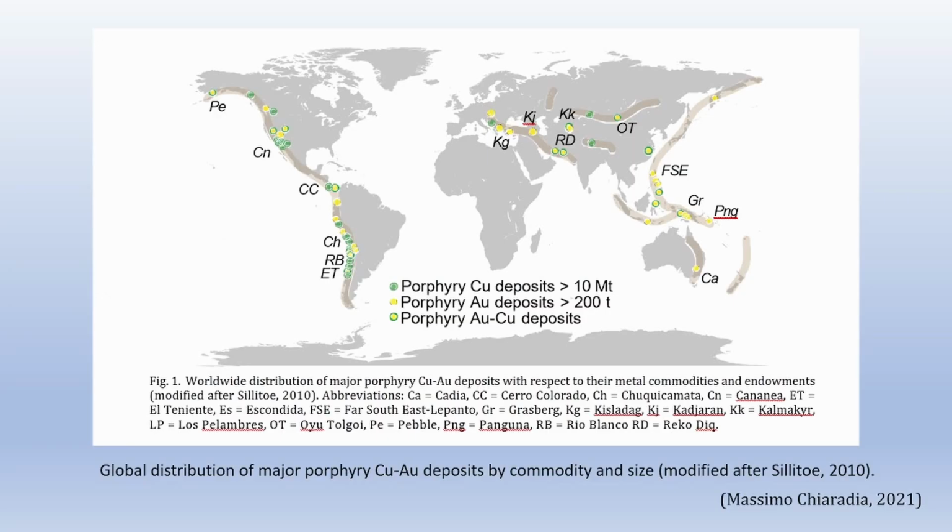Okay, let's zoom out for a moment. This map shows the global distribution of the world's biggest porphyry copper and gold deposits. Whether it's Chuquicamata in Chile or Grasberg in Indonesia, they all share one thing. They root in subduction-related magmatism, and it's not just where they are, it's why they're located in those areas.